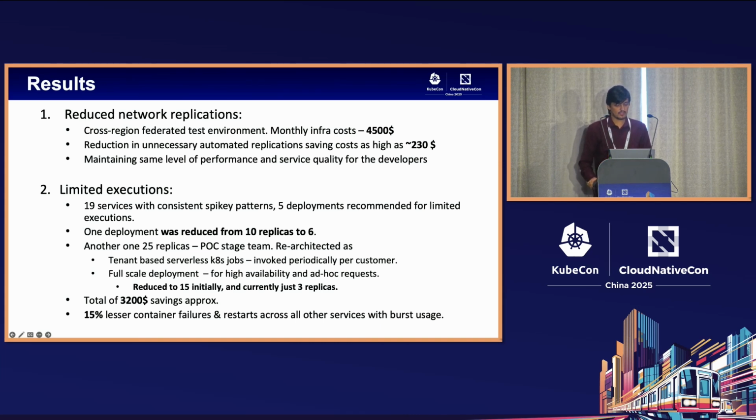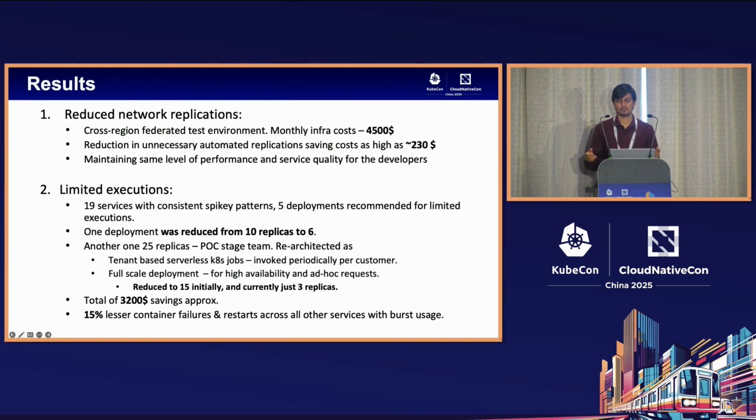For the serverless refactor, our platform, as we discussed, identified around 19 services out of those 100 which had predictable spike usages, and 5 of these were recommended for serverless. One of those teams did some evaluation, and they reduced the replicas from 10 to 6 instead of moving to serverless because they were a big footprint team already.